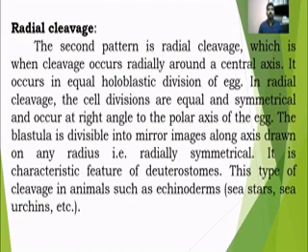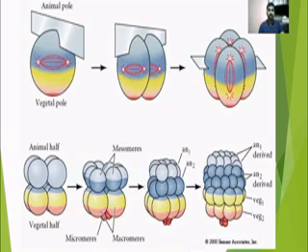The blastula is divisible into mirror images along an axis drawn on any radius. Okay, we can just observe this in the picture. This is the animal pole, and this is the vegetal pole. Vegetal pole means yolk is present. This is the first cleavage, and then the second cleavage, then the third. Okay, animal half and the vegetal half, then the mesomeres and the micromeres.